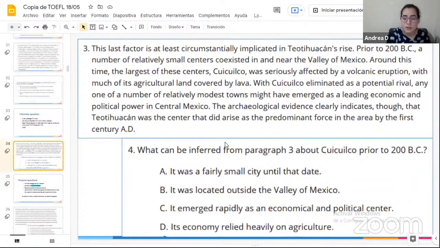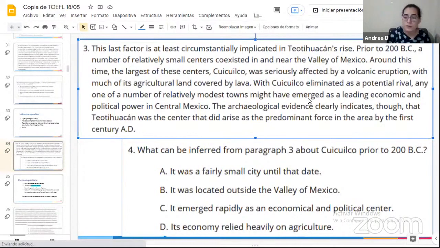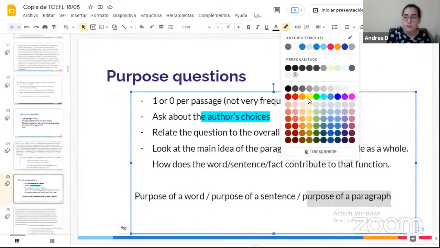But if you have a question about the purpose of a paragraph, my advice, leave it till the end. Okay, so you skip this question, you choose one randomly, and after you're done answering the entire 10 questions for that passage, you go back to that and you answer.